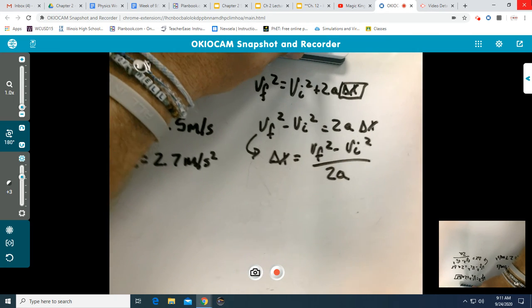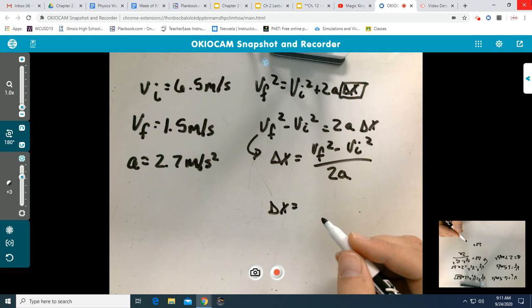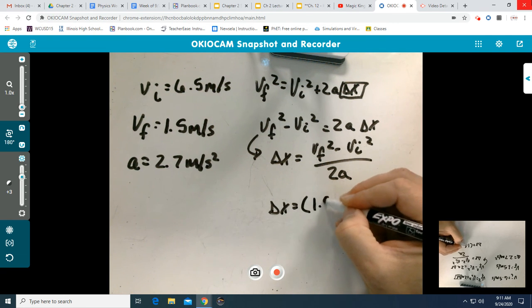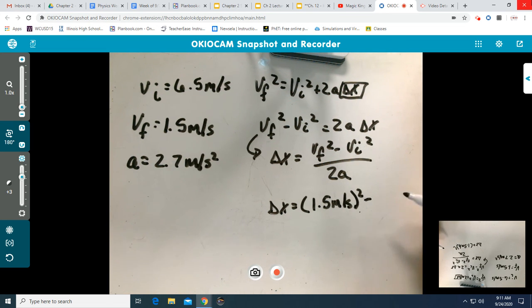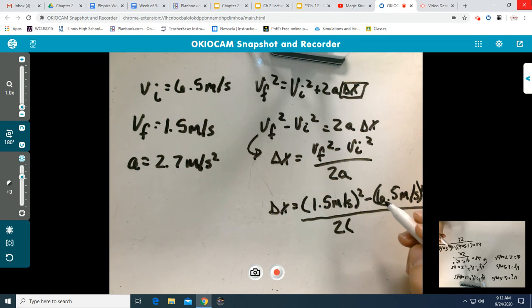All right, now that we've got it rearranged, let's go ahead and plug in our values here. So again, VF is 1.5 meters per second, and that's squared, don't forget, minus VI, 6.5 meters per second squared, divided by 2 times 2.7 meters per second squared.